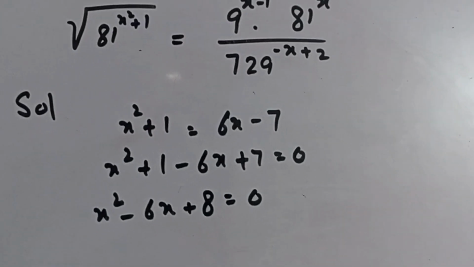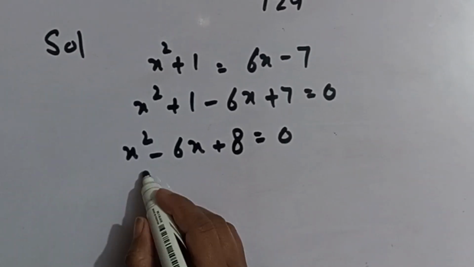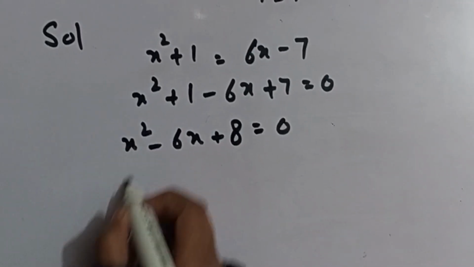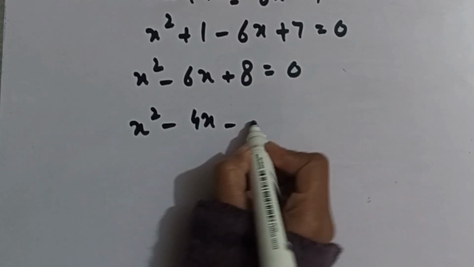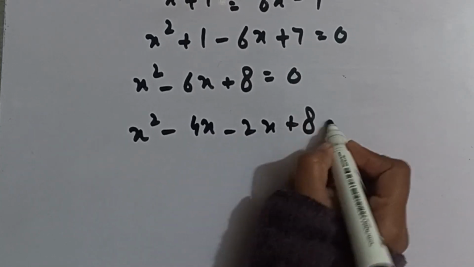Now in the next step, we find the factors of this quadratic equation. So we write this as x² minus 4 times x minus 2 times x plus 8 is equal to 0.